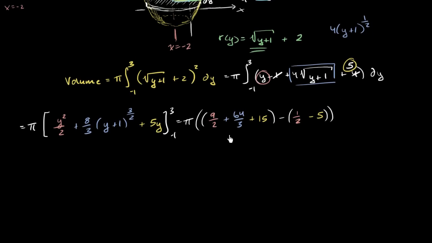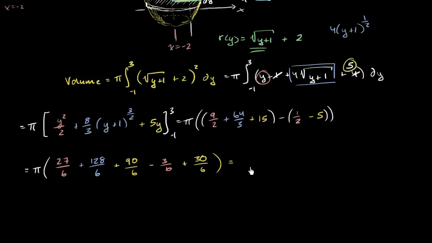So let's do it. This whole thing is going to simplify to pi times, and it looks like our least common multiple of all of these denominators is going to be 6. So let's put everything over a denominator of 6. 9/2 is the same thing as 27 over 6. 64/3 is the same thing as 128 over 6. 15 is the same thing as 90 over 6. 1/2 is the same thing as 3 over 6. We distribute the negative sign, so this is -3/6. And negative times negative is positive. 5 is the same thing as 30 over 6. So plus 30 over 6.